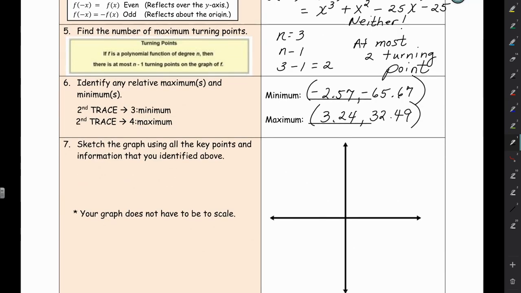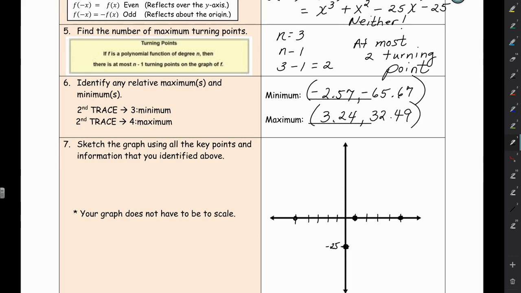Now we get to do the fun part. First, I'm going to graph all my intercepts. So my intercepts occur at 1, plus or minus 5. My y-intercept occurs at negative 25. This is not to scale.